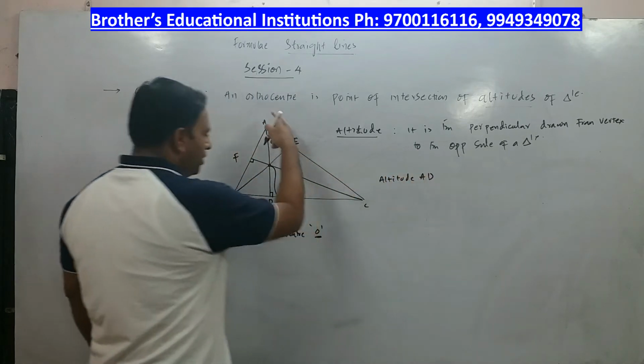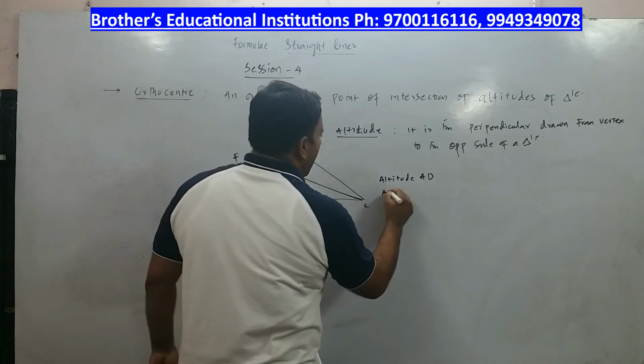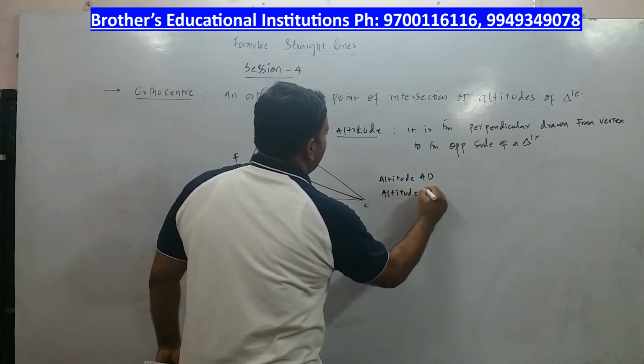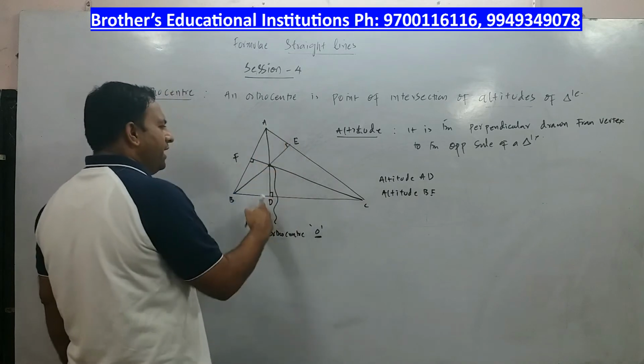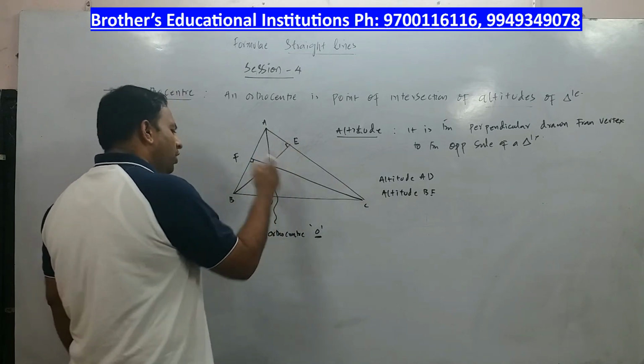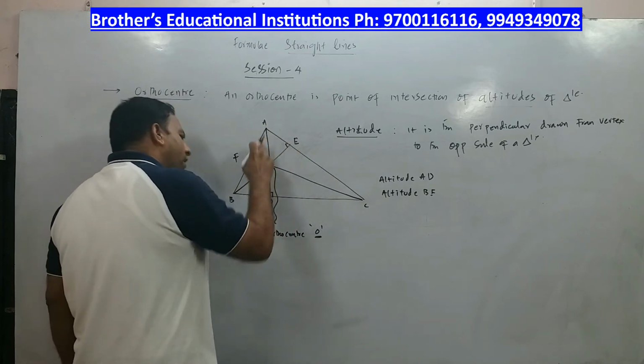Your job is to find altitude AD and altitude BE. Once you find AD and BE and solve, what you get is the orthocenter. Now, how do you find altitude AD?